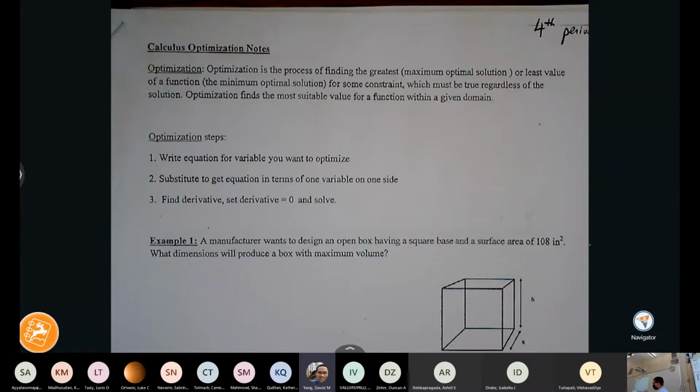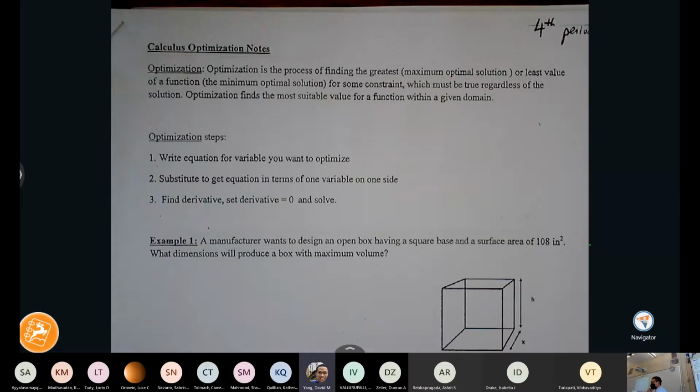The process that we're going to go through is that we're going to have a primary equation, but the equation is going to have too many variables. We're going to need a supporting equation to make a substitution. And then once we get that cleaned up, then it's just derivative and then solving for the missing information.